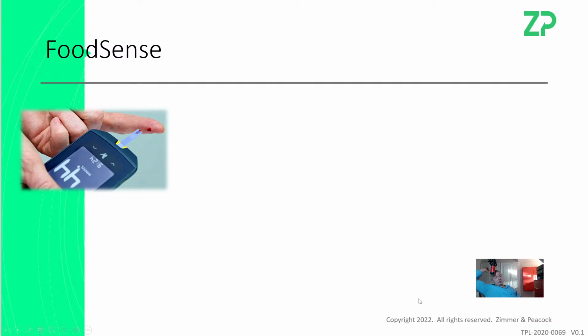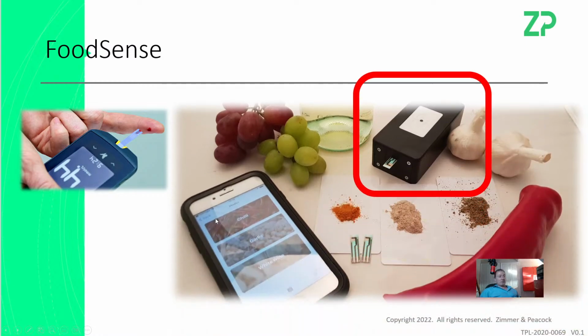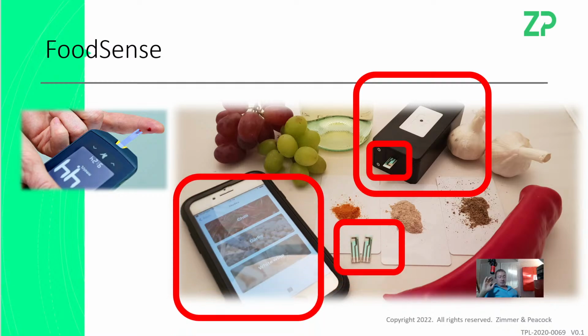So FoodSense at Zimmer Peacock, one of our foundings is in the glucose strip market, and we will talk about glucose strips again in a minute. When you look at our technology, it's a simple little black box. It's got a sensor on the front of it, and it's got an app. So it's really akin to diabetes testing, let's say.